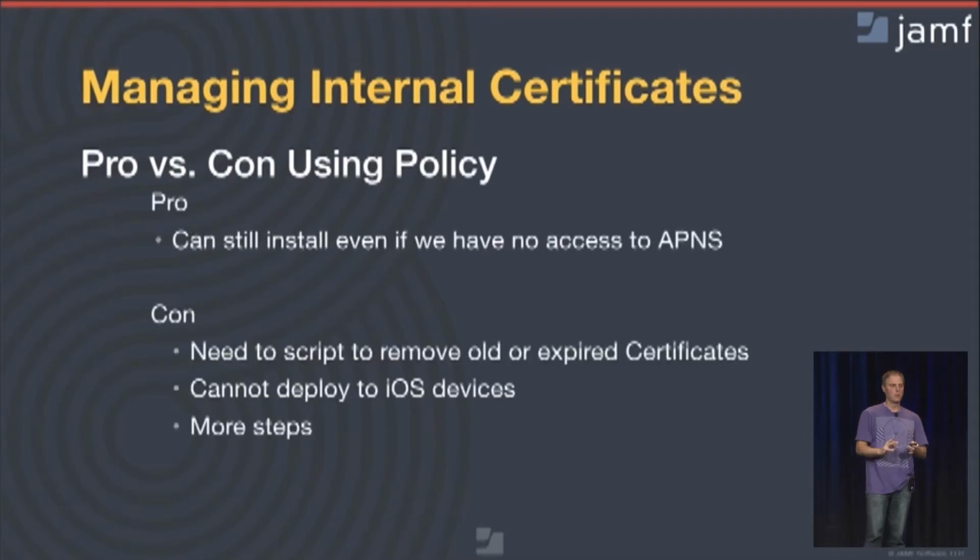We can do this 2 different ways, via a policy or a configuration profile. The pro of the policy method is that we can use it for macOS computers without having APNS set up. The con is that we need scripts to install the certificates, trust the certificate in the keychain, and also remove the certificates. We obviously cannot use a policy to deploy to iOS devices, and it takes more steps than using a configuration profile.